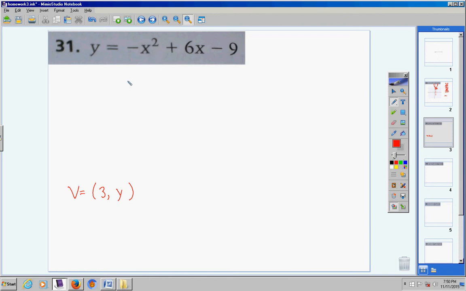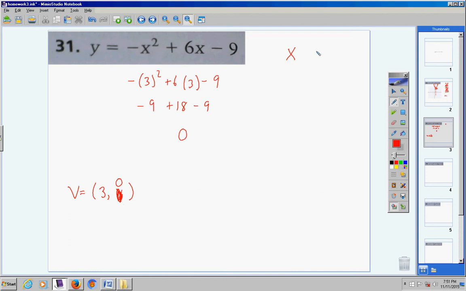Bring down your negative, then for x put parentheses, then positive 6, then parentheses for x, and then negative 9. Now you square the 3 first before you worry about the sign here. Do your powers first. So 3 times 3 is 9, but there's a negative sign here, so negative 9. 6 times 3 is positive 18. Bring down your negative 9. Well, if you combine all of this, you'll get a 0. So your y value is 0. So steps 1 and 2 are finished.